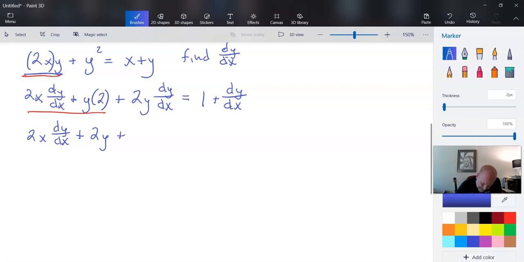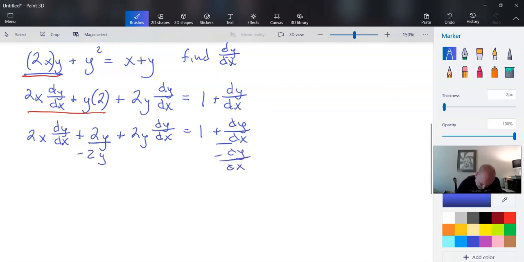Okay, and then that's plus 2y dy dx equals 1 plus dy dx. Okay, so the goal is to get all the dy dx's onto one side and everything else on the other. So I'm going to move all the terms with dy dx over to one side. So I just need to move this one to the other side and then move the 2y back over here. So I'm going to subtract 2y from both sides and subtract dy dx from both sides.